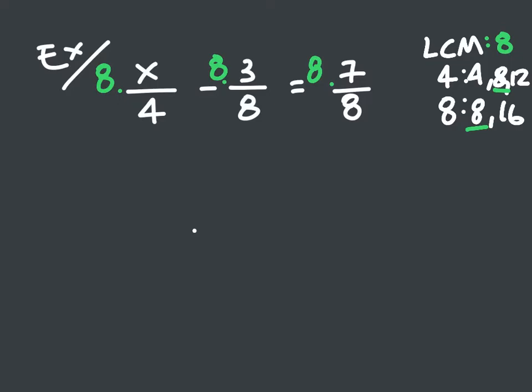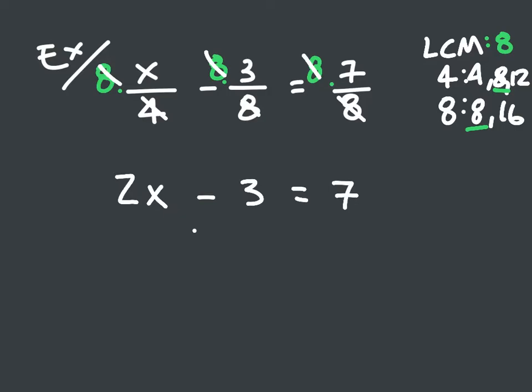Okay, and watch what happens. Now I can start dividing things out. And I've got 8 divided by 4, which is going to divide out to 2. And because 8 divided by 4 is 2, I'm still going to bring down my x. Up here, 8 divided by 8 is going to be 1. So minus 3 is equal to 8 divided by 8, which is going to give me 7.